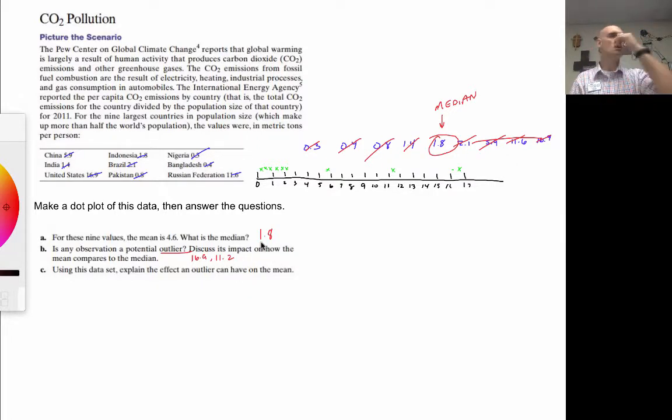The impact on the mean. Well, think about it. My median value, my middle value is 1.8, meaning the middle of the data when you put them in order is 1.8. The mean is significantly higher. Okay, so the mean is significantly higher.